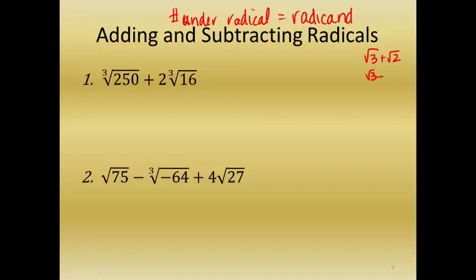If it was the square root of 3 plus the square root of 3, well then we can say we have 2 square roots of 3. So that's the idea, is we first have to figure out what type of radical we've got and then simplify it and see if we can combine it with any other radical that's there.